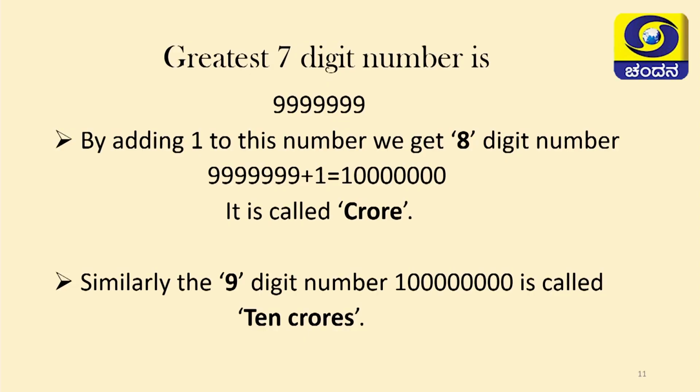Now, the greatest 7 digit number is 99 lakh 99,999. By adding 1 to this number, we get an 8 digit number, that is 1 crore. Similarly, a 9 digit number is called 10 crores.